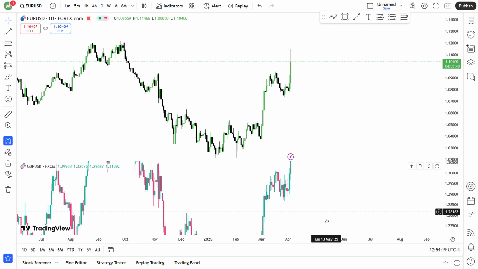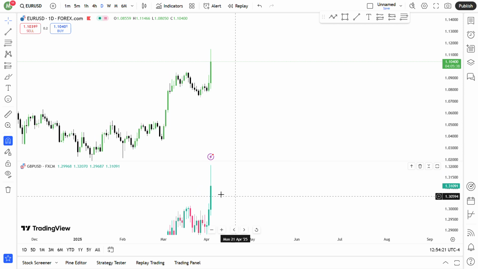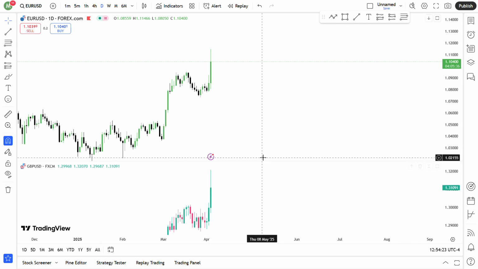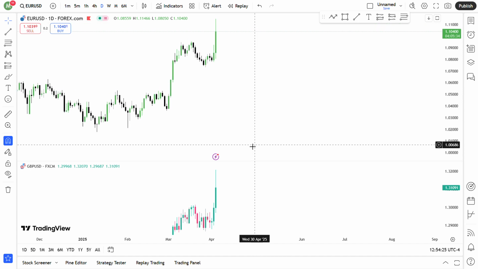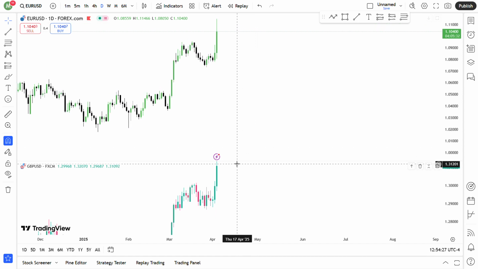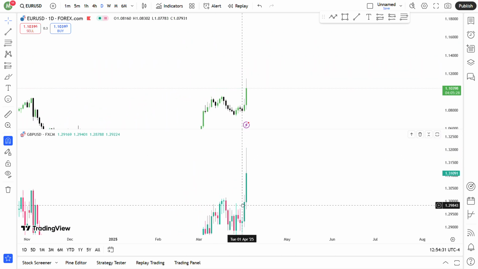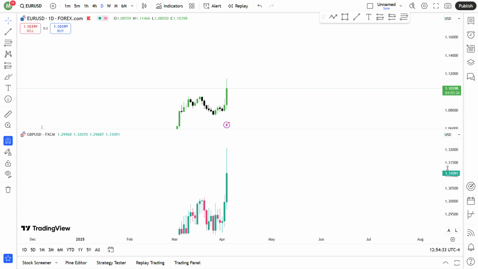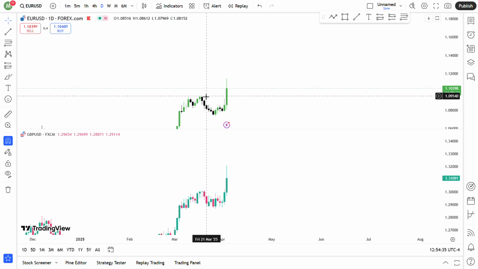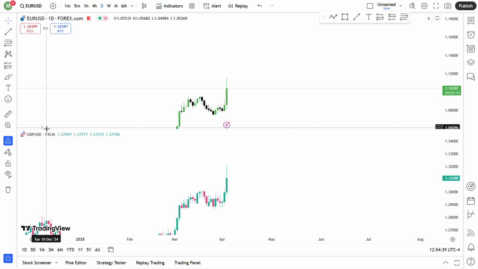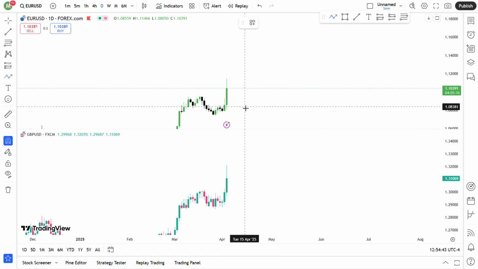So now you can see here the Euro chart is here. You can see the same movement, how the Euro moves. The Euro USD and GBP USD move in the same direction, so it is known as positively correlated.